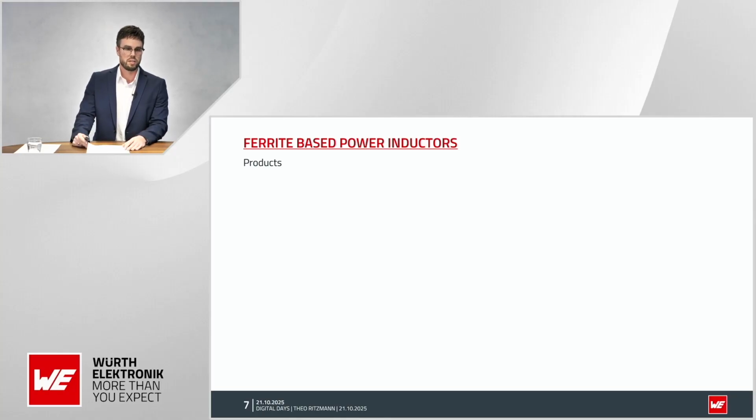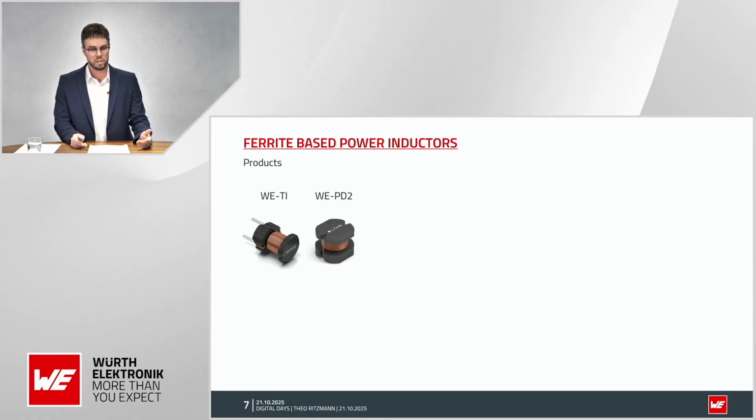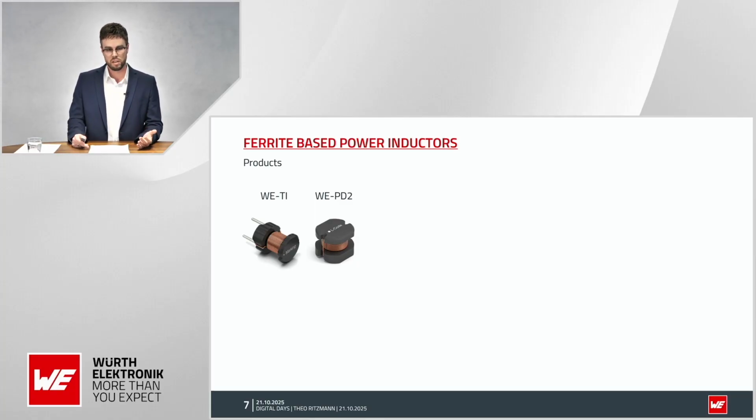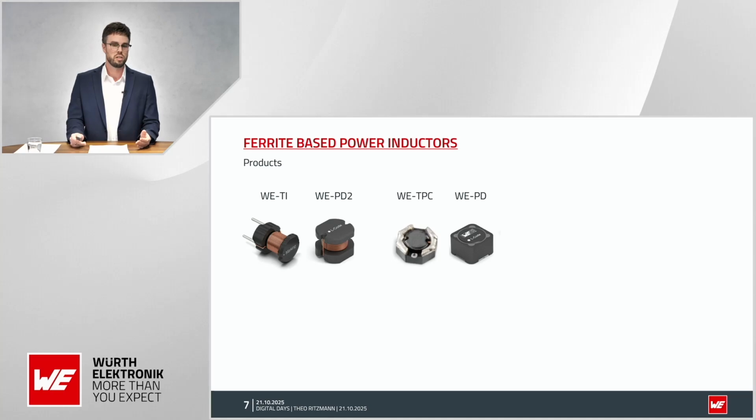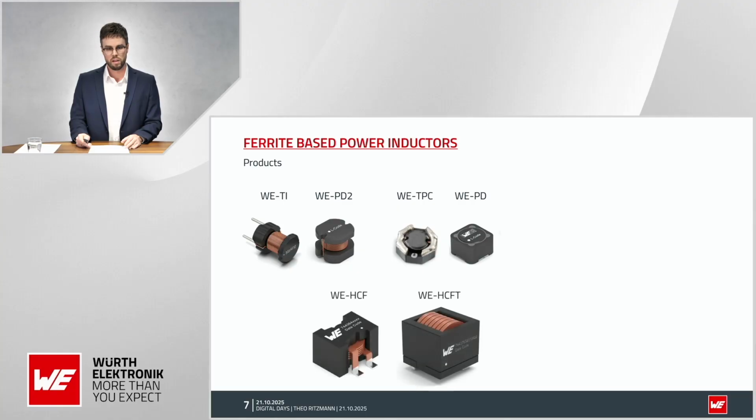Some typical products made out of ferrite: we can have pretty simple structures, just a drum core and a coil with either a THT or SMT termination, like our WE-TI series or our WE-PD2 series. We can have them with an additional shielding, like our WE-TPC or WE-PD series, as said, for better EMC performance or higher current capability. We can have some assembly types for pretty high current capability, like our WE-HCF and WE-HCFT series.